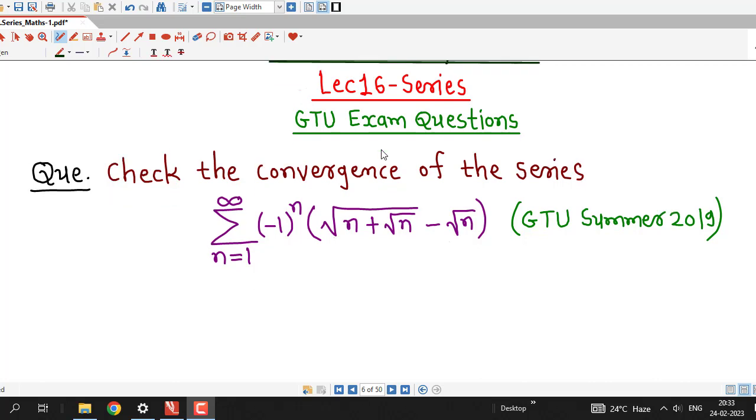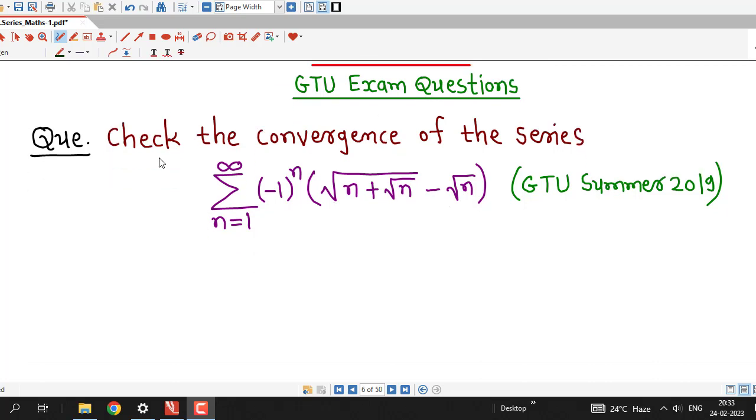In this session we are going to discuss this question which was asked in GTU Summer 2019 exam. Here we have to check the convergence of the series sigma n equal to 1 to infinity, minus 1 raised to n times square root of n plus square root of n minus square root of n.